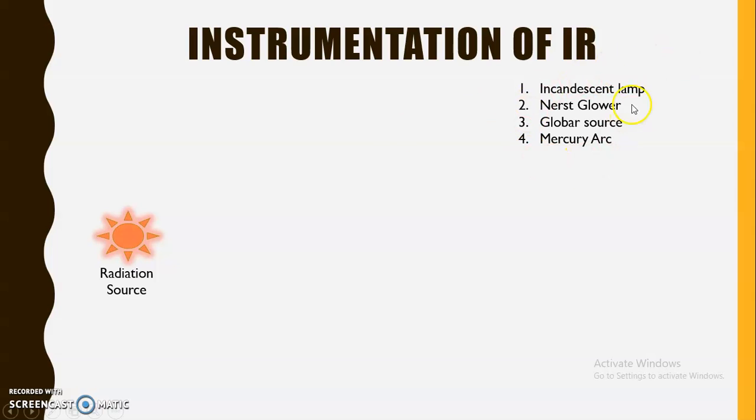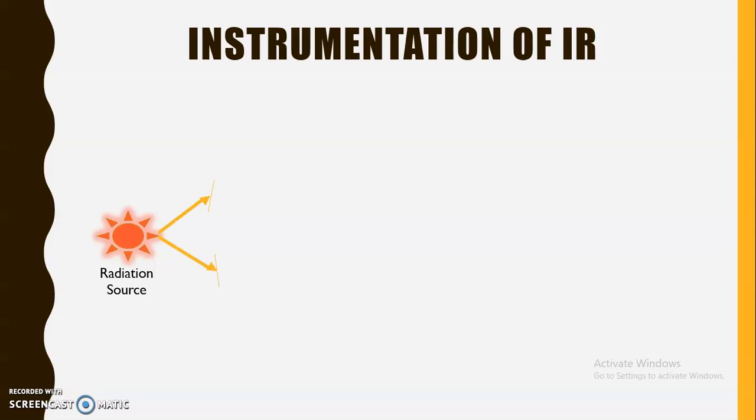Just for instance, you can remember these are the four different main radiation sources that are used. In detail we will discuss them in a later video, but here you only need to remember that four different radiation sources are used in IR spectroscopy. Then the radiation produced from these sources will be focused on the reflecting mirrors. Now there are two different types of mirrors generally used, flat mirrors as well as concave mirrors.